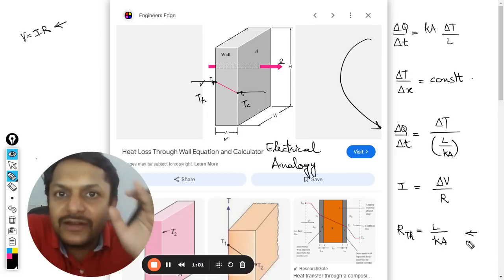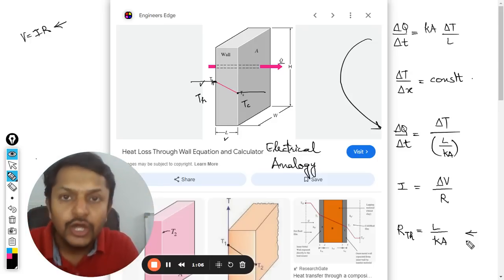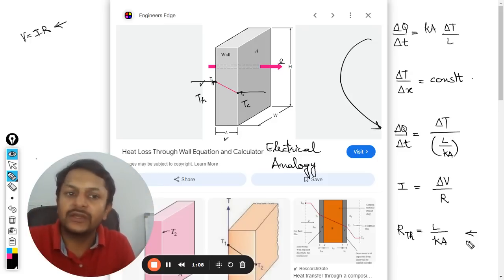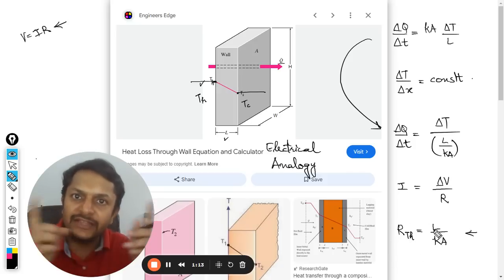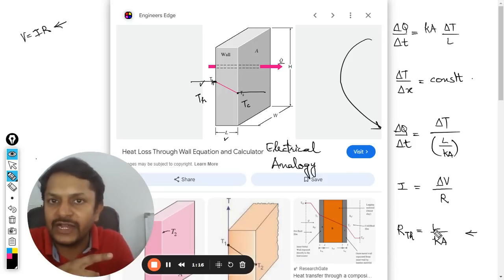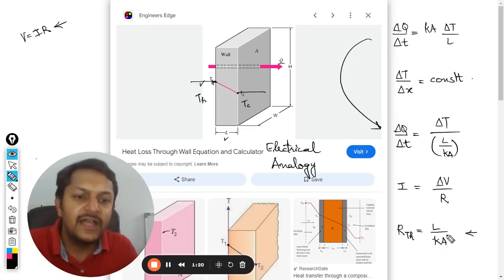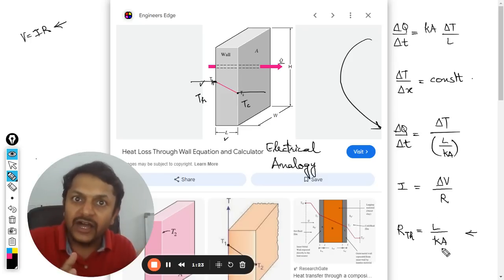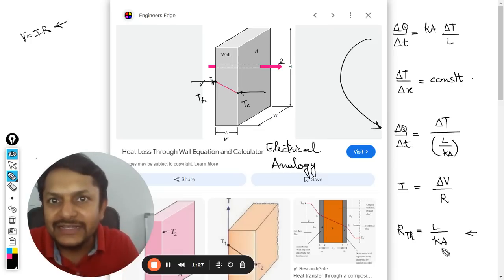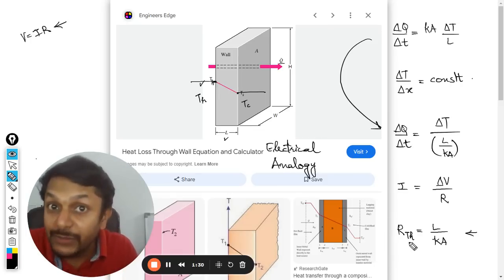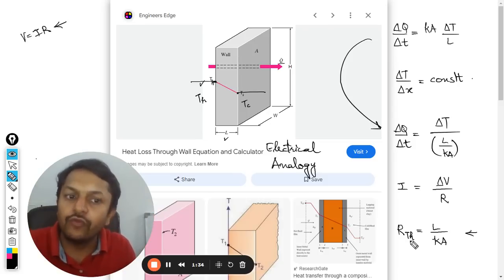So, by thermal resistance, what do we mean? It is the resistance provided by the conductor to the heat flow which is trying to pass through it. Clearly, we can say that the resistance is directly proportional to L, which is the length of the rod. Even in the case of electricity, resistance is directly proportional to the length of the wire. More is the wire, more is the resistance. Similarly, more is the area. So the bigger the wall, the bigger the area, the easier the heat flow will be. So it means that the resistance will be lesser. The resistance is inversely proportional to the cross-sectional area of the wall.